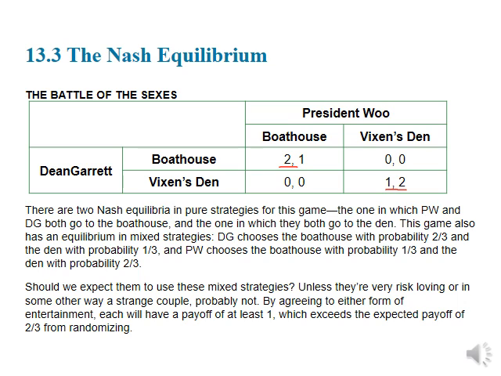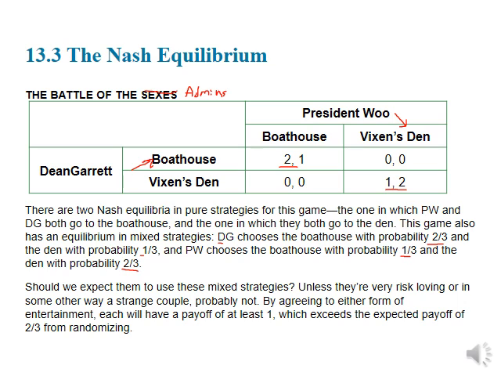Clearly, if you're at the same place as your friend, no one wants to go to a different place and be all alone. But the interesting thing here is that Dean Garrett likes the boathouse better, and President Wu likes Vixen's Den better. So there are also mixed strategy Nash equilibria, in which Dean Garrett chooses the boathouse with probability 2/3 and the den with 1/3, and President Wu chooses the boathouse with probability 1/3 and the den with probability 2/3.